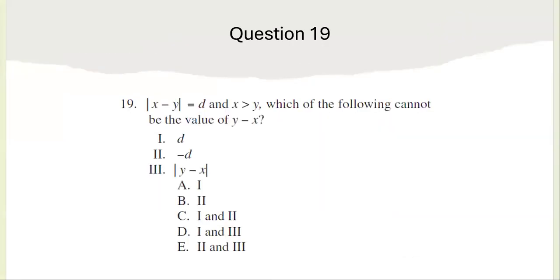Number 19. This one's actually maybe more challenging as well. Absolute value x minus y equals d, and x is greater than y. Which of the following cannot be the value of y minus x?